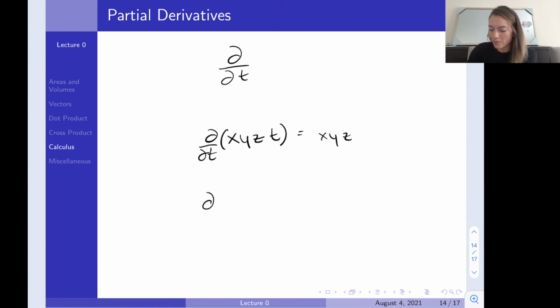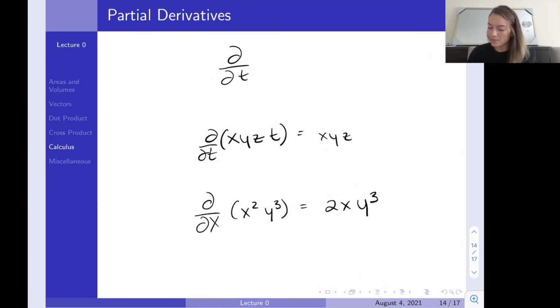So just for another example, if I had the partial with respect to x, and my function was x squared y cubed, my partial would just be 2x y cubed. And that's it. So the partials, like I said, are very straightforward. There's really not too much to it, at least at this level.